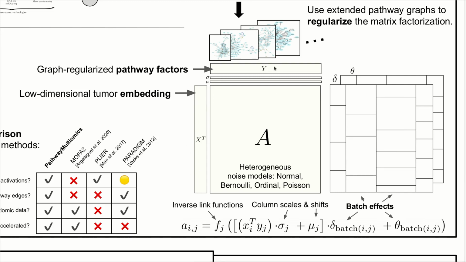Y. Each row of Y is called a linear factor, and the matrix X contains a low-dimensional embedding of the data. This is analogous to principal components analysis, where the rows of Y would be principal components, and X would be the transformed data. However, our matrix factorization differs from principal components analysis in important ways.